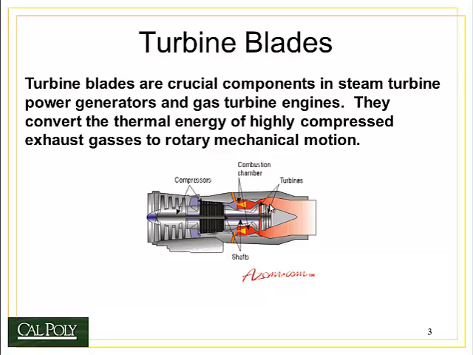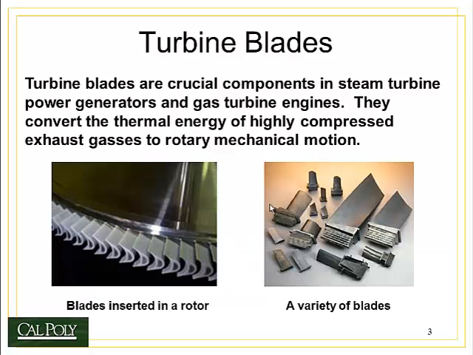Now, in turbine blade technology, there's two key things going on. First of all, the blades are spinning, which means they're under very high stresses as a result of centripetal forces. Secondly, they're exposed to high temperature exhaust gases, which have detrimental effects on their performance.